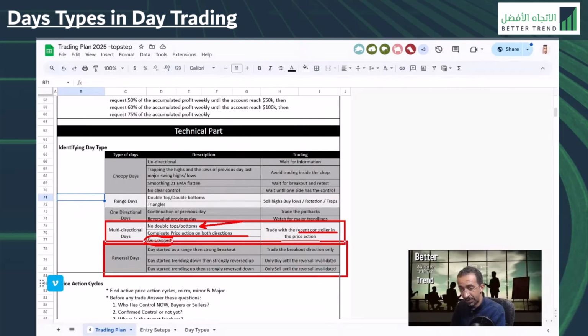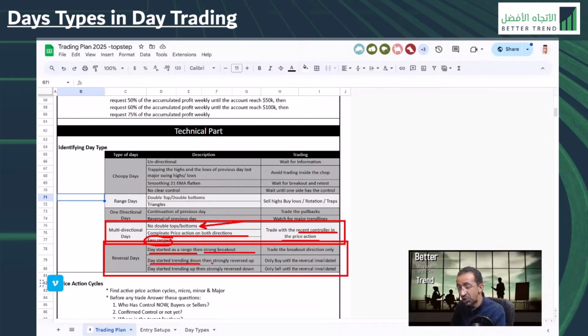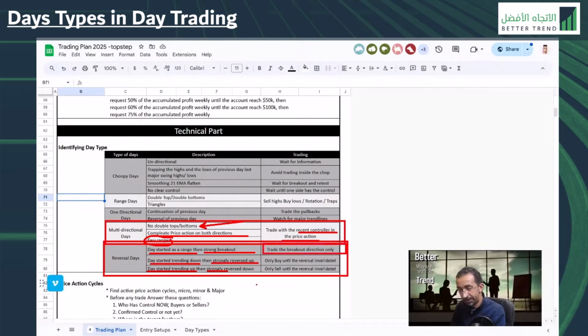Reversal day. The day started as a range and a strong breakout. They started trading down, then strongly reversed up, or the other way: they started trading up, then strongly reversed down. So if the market was a range and then strong, trade the breakout direction only. If the day started trending down and then went up, only buy until the reversal is invalidated. If they started trading up and went down, only sell until the reversal is invalidated.